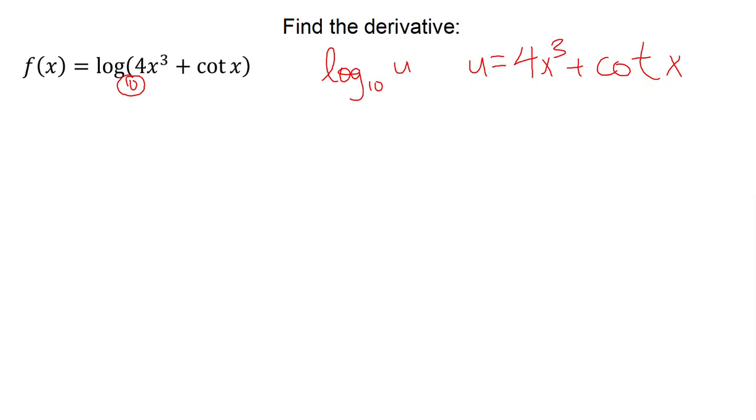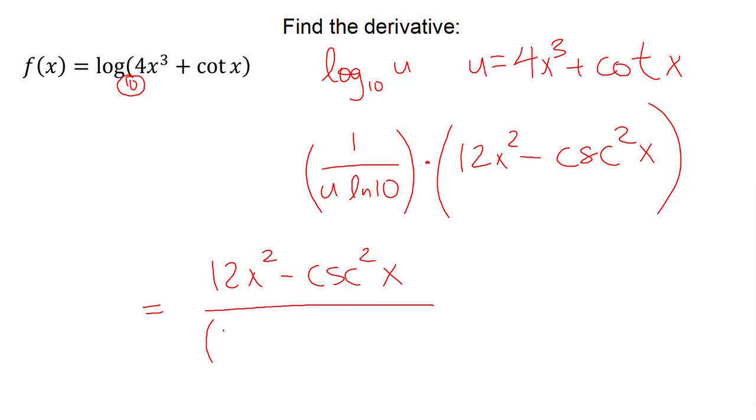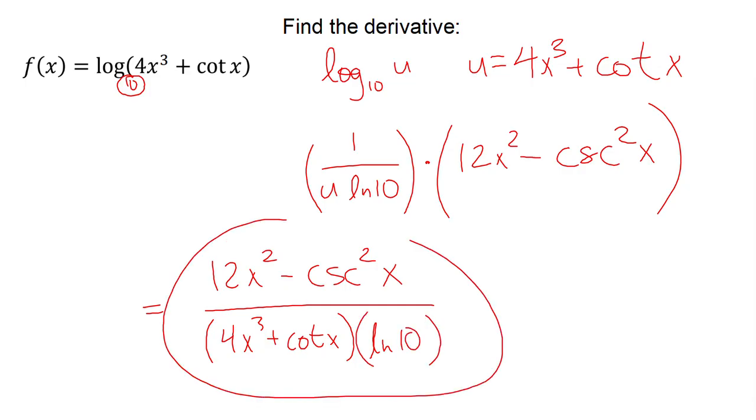So we'll just do our same rule. We'll do 1 over u ln 10, and we'll multiply it by the derivative of our 4x cubed plus cotangent x. Well, 4x cubed becomes 12x squared when we take its derivative, and then the derivative of cotangent is minus cosecant squared. So our final answer here is going to be 12x squared minus cosecant squared x, all divided by u, so 4x cubed plus cotangent x times the natural log of 10.